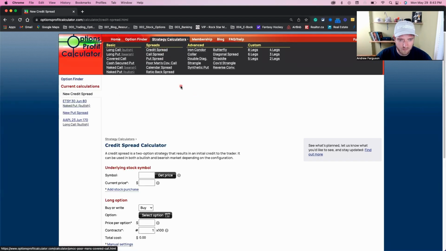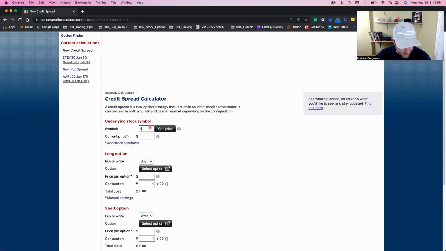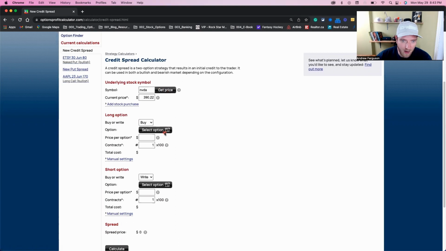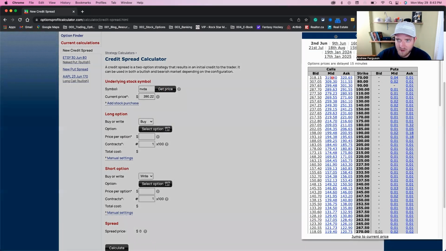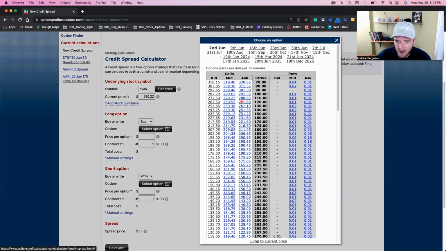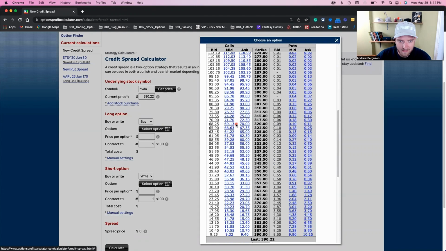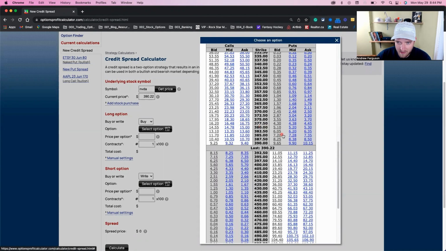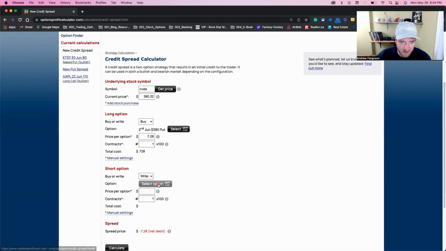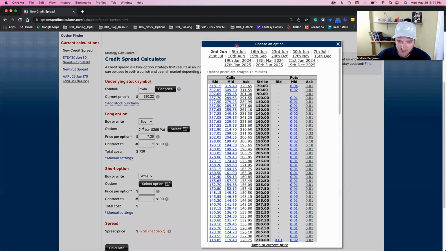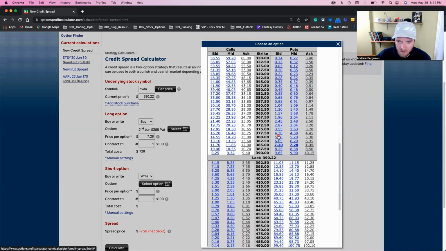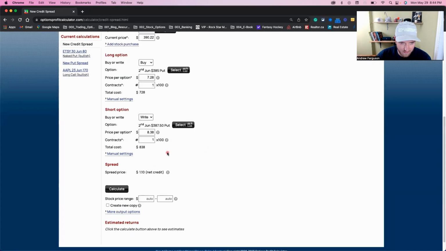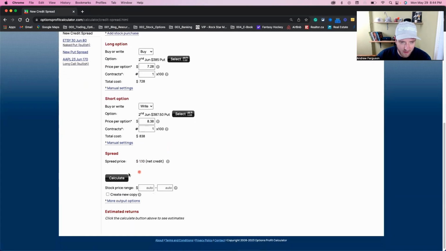Let's do it that way. So symbol, we're going to look at NVIDIA because it's been crushing lately. Get the price. And we want to select an option to buy first. Okay, credit spread. Let's do a put spread. So we're going to buy this one right here, 385, and we're going to sell a put option as well. We want to make sure we sell above the one that we bought so we make a little bit of cash. So our net credit is $1.10. We're going to calculate this again.